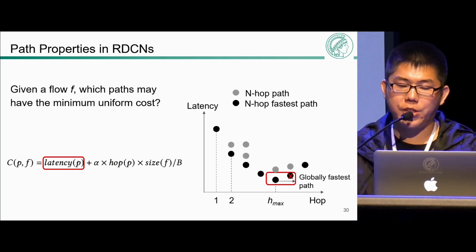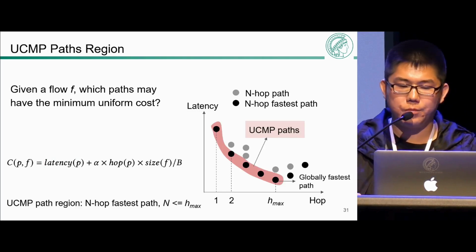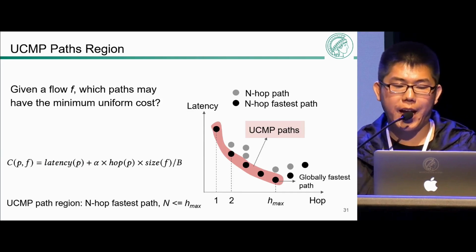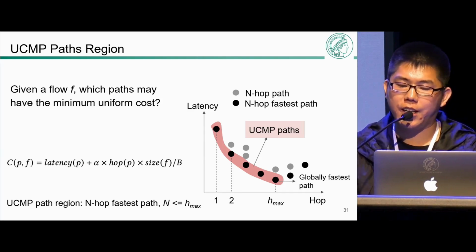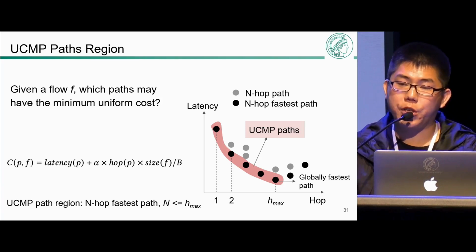If we check horizontally, the paths with hop count larger than Hmax are not considered. These paths have higher hop count and higher latency than the globally fastest path. Now we have found the UCMP path region. Formally defined, UCMP paths are n-hop fastest paths where n is not greater than Hmax. These paths have the potential to show the minimum uniform cost.